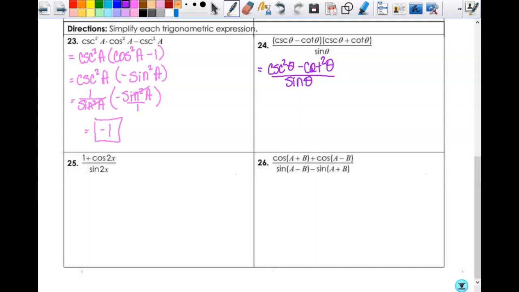So I could do reciprocals and quotients here, but I know how cosecant and cotangent are related. Cosecant squared is cotangent squared plus 1. Okay, so I'm substituting that in, minus cotangent squared theta. Oh, I forgot my theta. All over sine theta. So here, I substituted something with more than one term, so I use parentheses, but they don't really do anything. These two zero out, so I'm left with 1 over sine theta, which is cosecant theta.